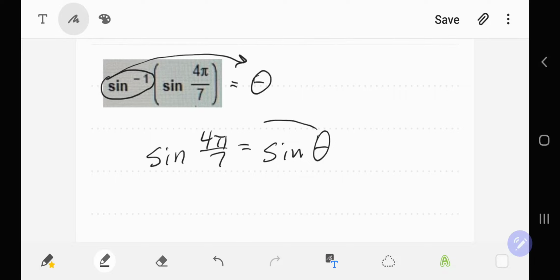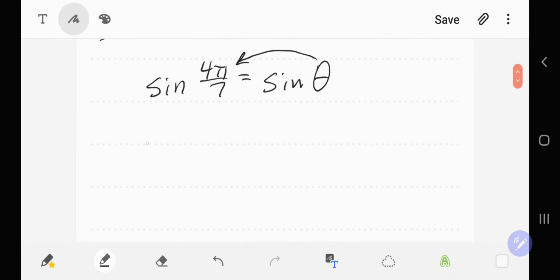And so we can see that theta would be 4 pi over 7 if 4 pi over 7 is within the range of acceptable values for the inverse sine function. So we're going to recall that inverse sine angles have to be between negative pi over 2 and pi over 2. And it turns out that 4 pi over 7 is not in this range. 4 pi over 7 is actually going to be a little ways into the second quadrant. So we're going to go to the unit circle and see if we can figure this out.